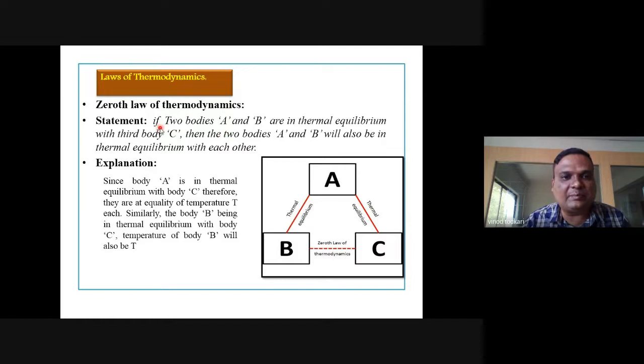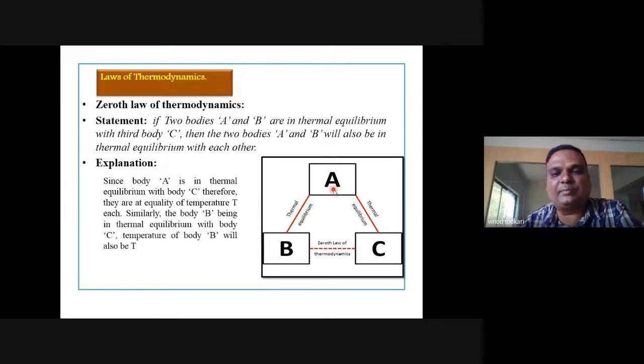See, the law is very simple. It states that if two bodies A and B are in thermal equilibrium with a third body C, let's say A is in equilibrium with C, what does that mean?